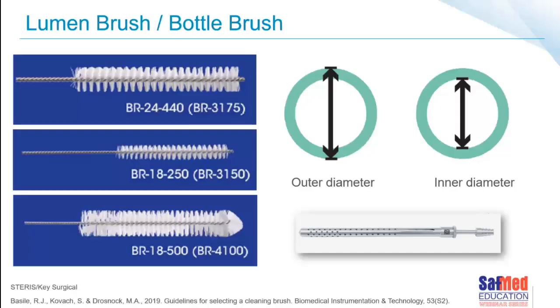If we're cleaning a lumen, if you look at the image on the right over here, we can see that we're measuring the outer diameter of a lumen and the inner diameter of a lumen. Needless to say, the inner diameter is going to be very important when it comes to the brush size. I'm using a pool sucker as an example. We've got an image of the pool sucker on the screen.